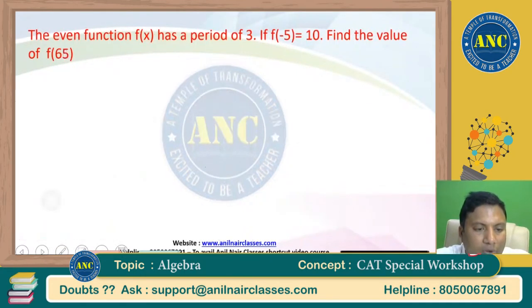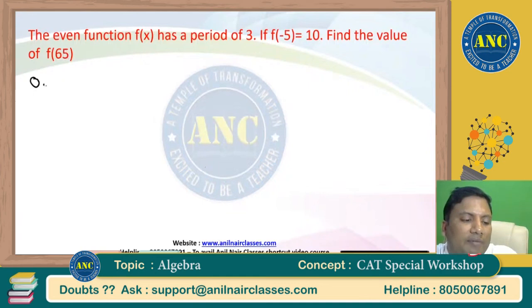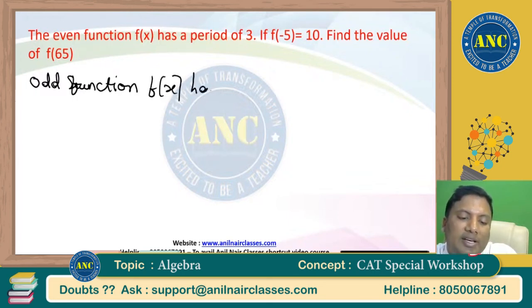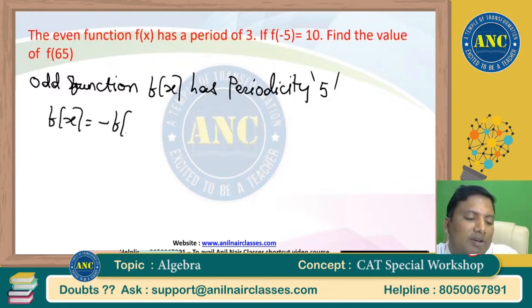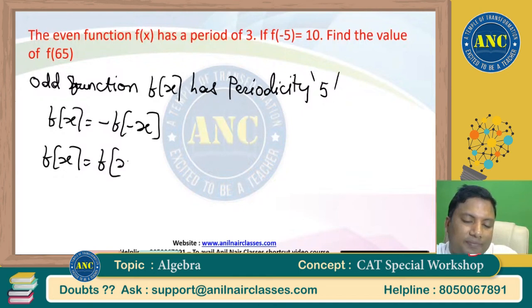I hope the idea is clear, right? Let me do one more question so that you will get an idea. Odd function f of x has a periodicity 5. Let me create one more question. Odd function has a periodicity 5. What do you mean by an odd function? F of x equivalent to minus f of minus x, and f of x equivalent to f of x plus 5.